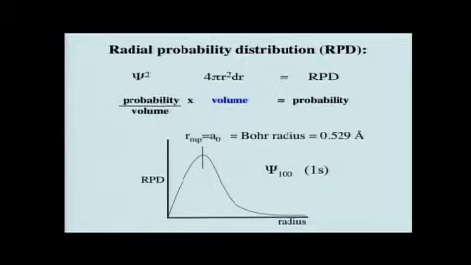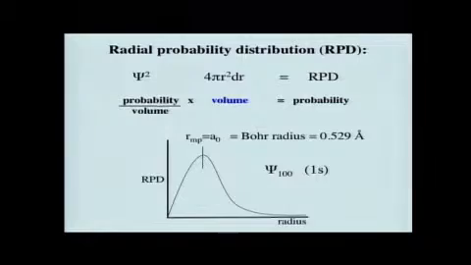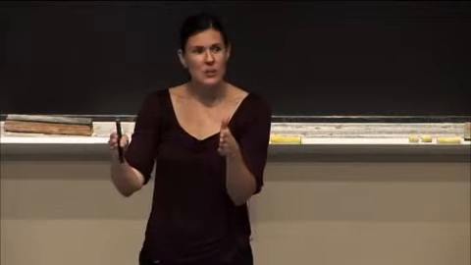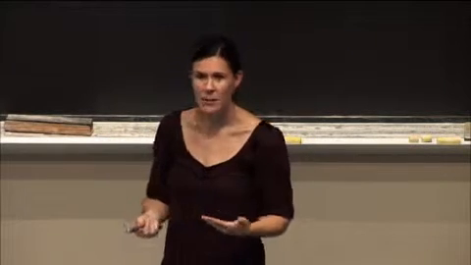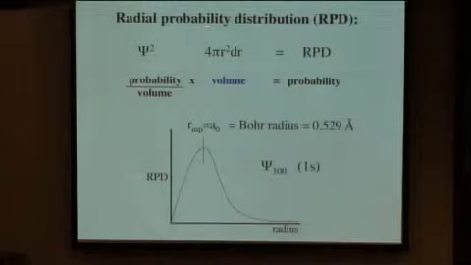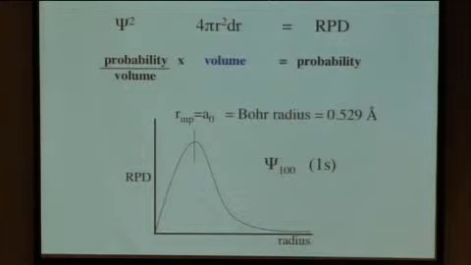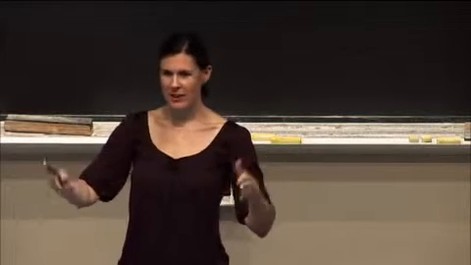So what we can do to actually get a probability, instead of a probability density, is to take the wave function squared, which we know is probability density, and multiply it by the volume of that very, very thin spherical shell at distance r. If we want the volume of that, we just take the surface area, which is 4 pi r squared, and multiply it by the thickness dr. So if we take this term, which is a volume term, and multiply it by probability over volume, we end up with an actual probability of finding our electron at that distance r from the nucleus.